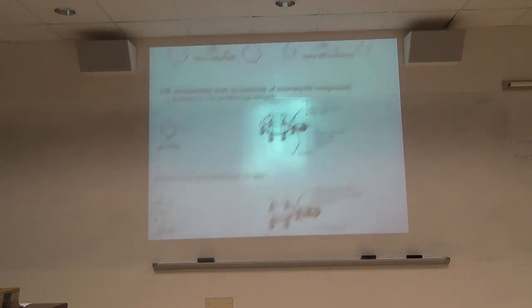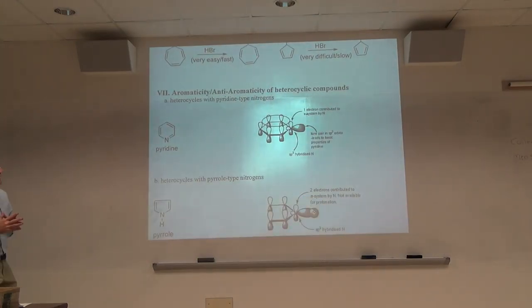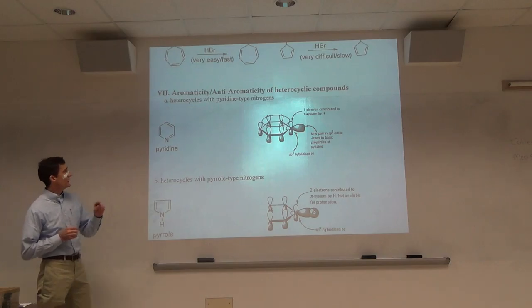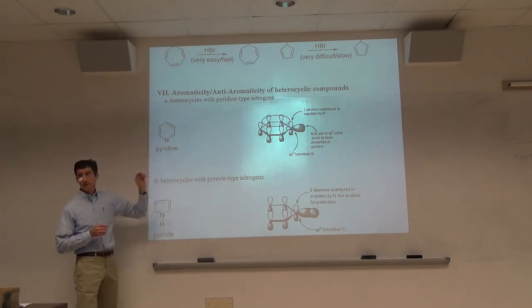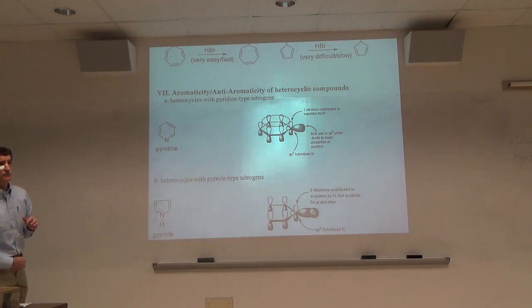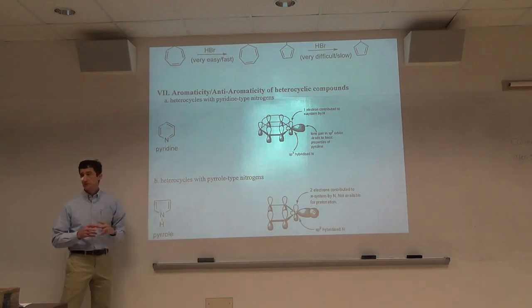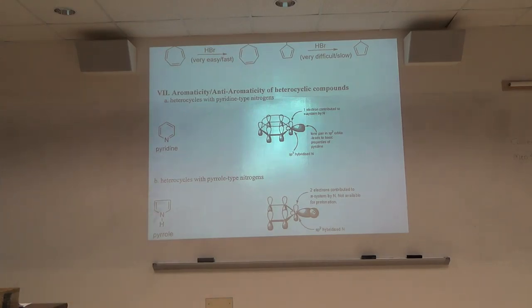Let's look at, if there's no questions about anything up here, let's look at aromaticity of heterocycles. A heterocycle is a ring that's going to contain a heteroatom, that is a non-carbon, but of course not hydrogen, because hydrogen can't make two bonds. Classic example is pyridine. We've seen pyridine, we use it as a base, it's a fairly weak base because it's a neutral molecule.